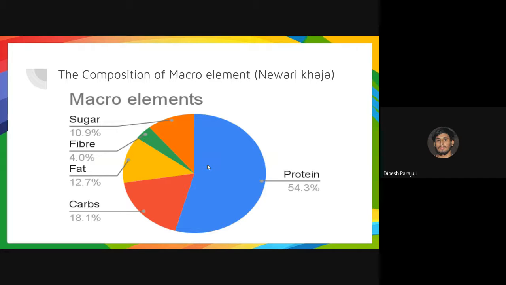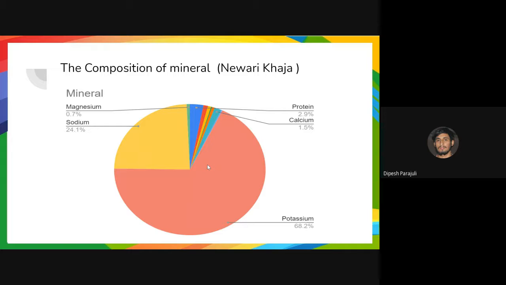Next slide. Let's talk about the composition of microelements in Newari Khaja set. Well, it consists of 54.3% protein, whereas 18% carbohydrate, fat 12.7%, fiber 4.0%, and sugar 10.9%. And talking about the composition of minerals in Newari Khaja set, it consists of 6.2% potassium, 1.5% calcium, and 24.1% sodium, where the magnesium is 0.7%. Next slide.